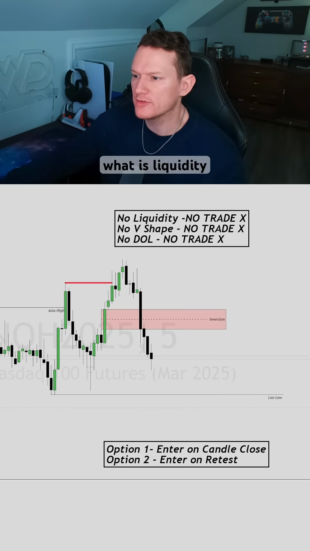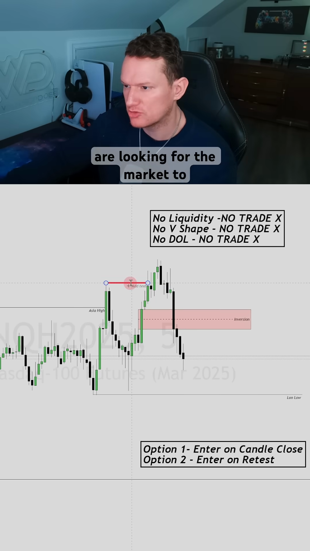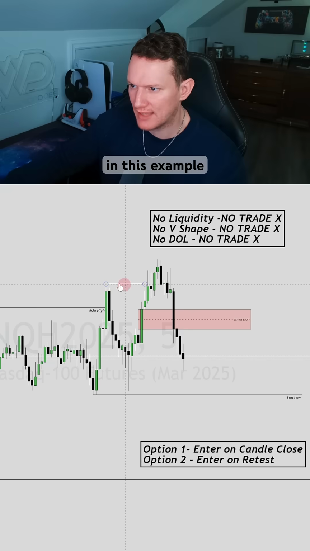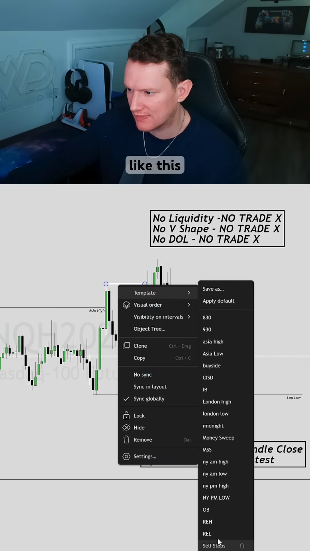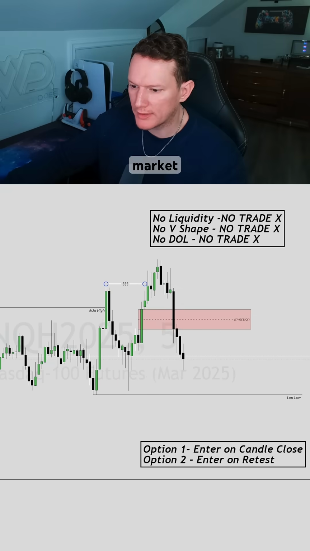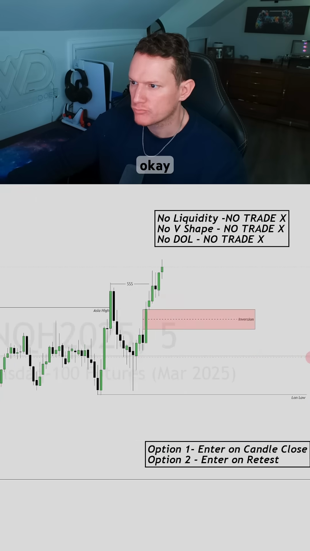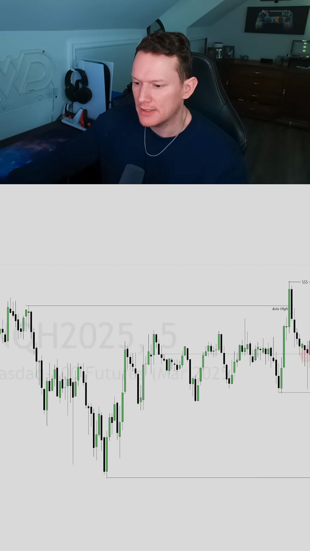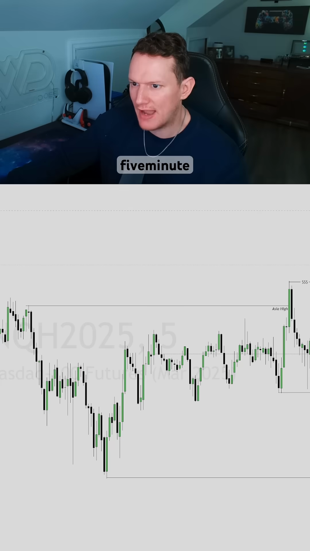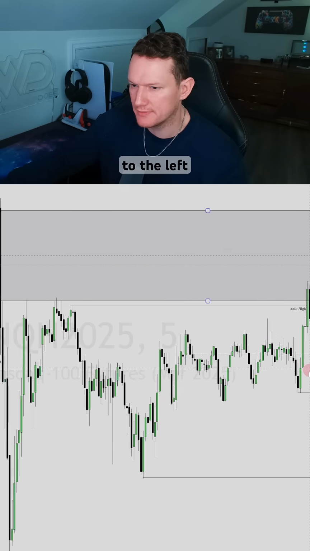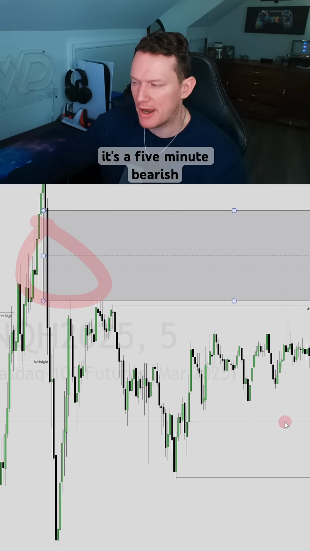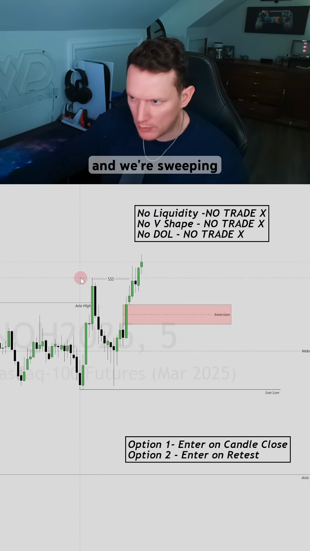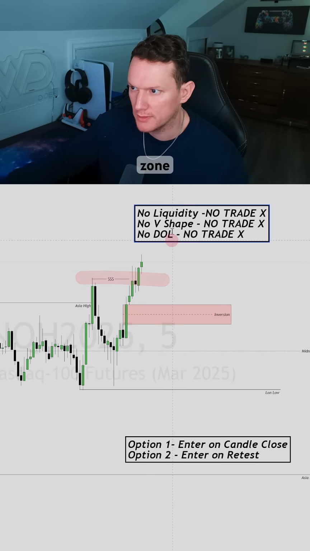Now, what is liquidity? We are looking for the market to sweep a liquidity point that has orders resting there. In this example, we get a sweep just like this. The market comes up, okay? It sweeps liquidity, and at the same time, it sweeps into a 5-minute fair value gap to the left. It's a 5-minute bearish fair value gap. So we're now inside of a bearish fair value gap, and we're sweeping liquidity inside that zone, okay?